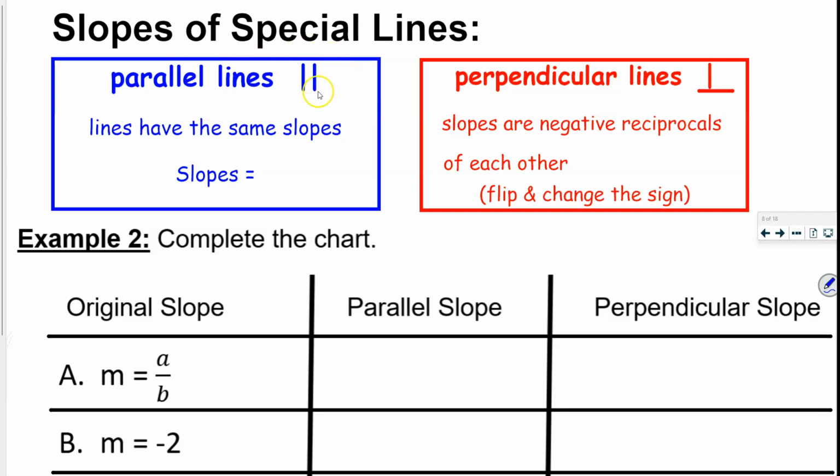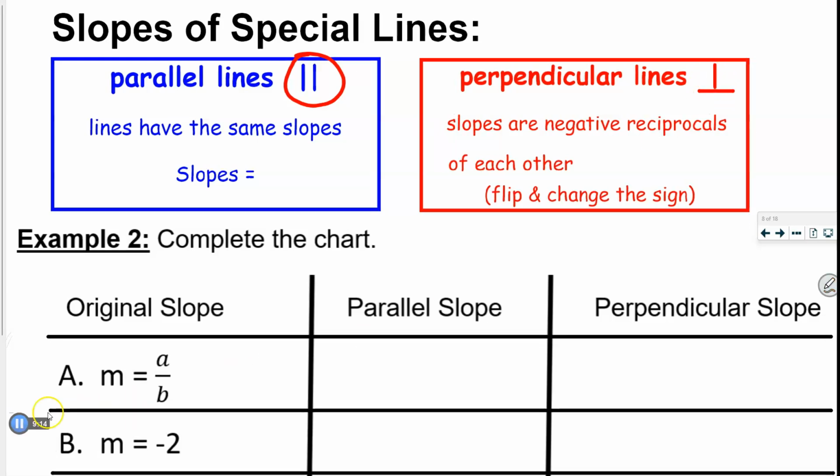You put 2 lines right next to each other. You need to have this in your notes, okay? That's the parallel symbol. And I want you to write lines that have the same slopes. Slopes are equal, okay? They're the same.